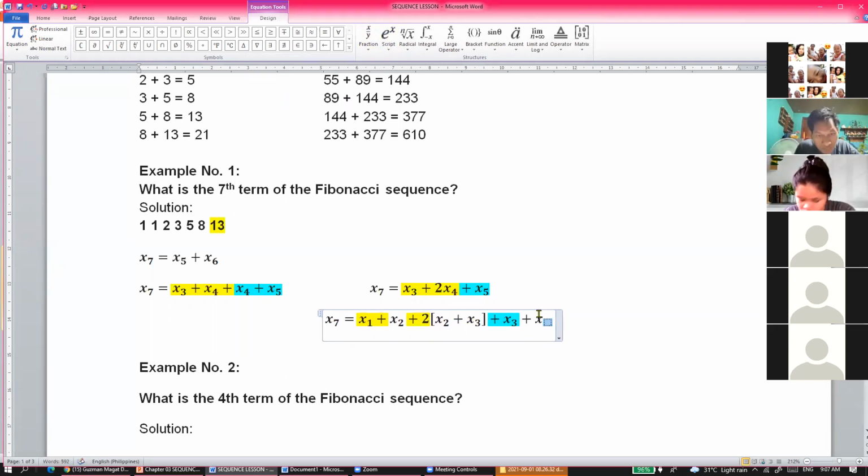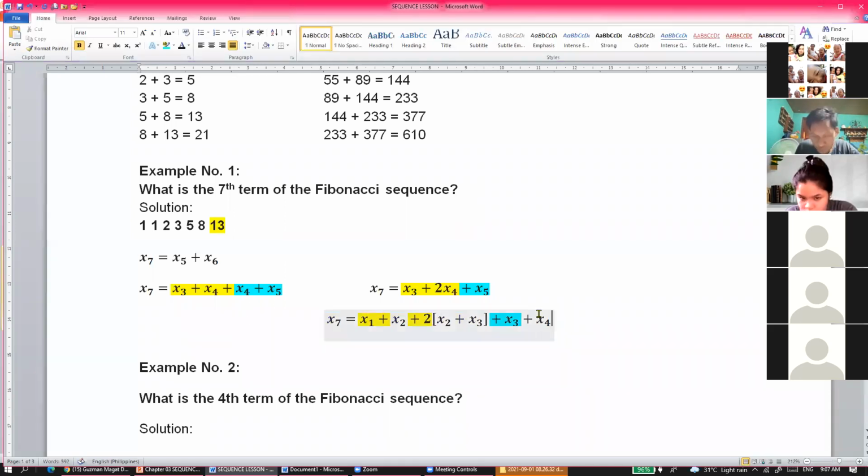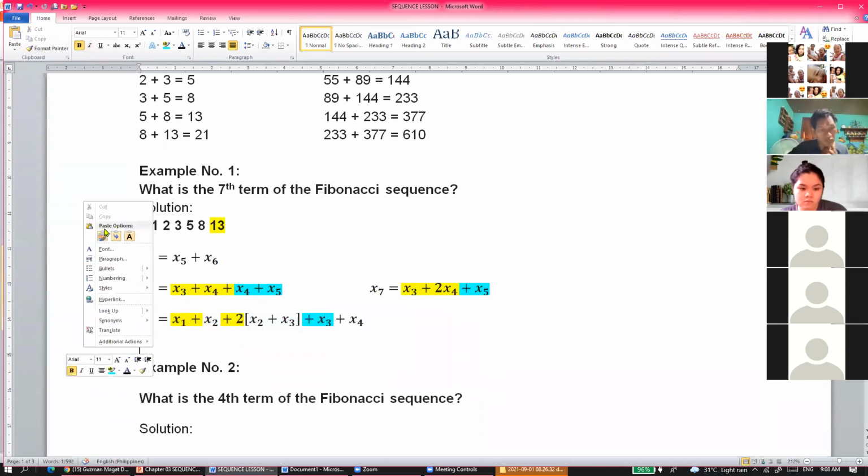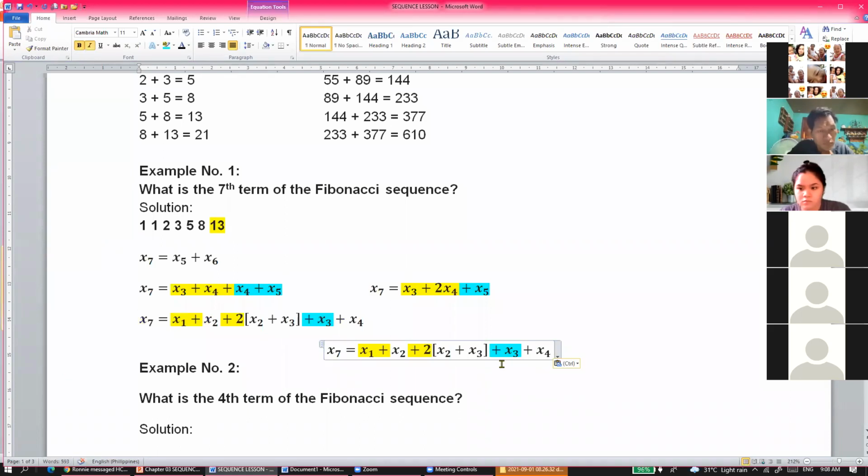Sa learning activity, ganito gagawin ninyo. But sa prelim, hindi. Yung shortcut. Okay. Ako ba natin? Yes, sir. Good pa ba? Okay. So, i-distribute ko ngayon yung 2 sa bawat term doon sa naka-bracket. Okay? Copy-paste ko yan. If you have questions, class, don't be shy.